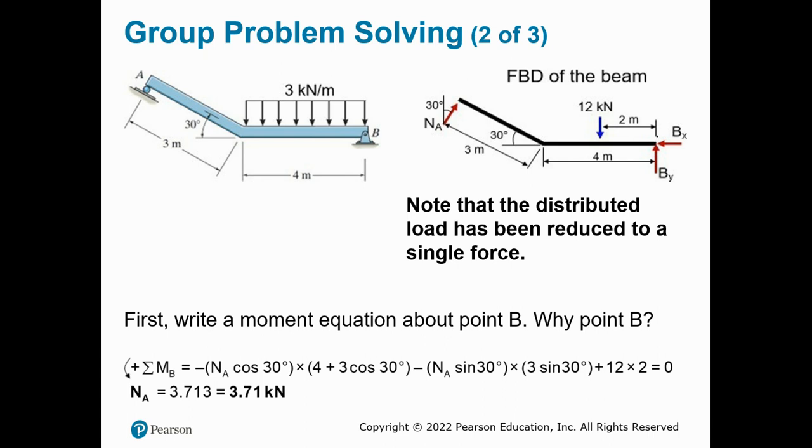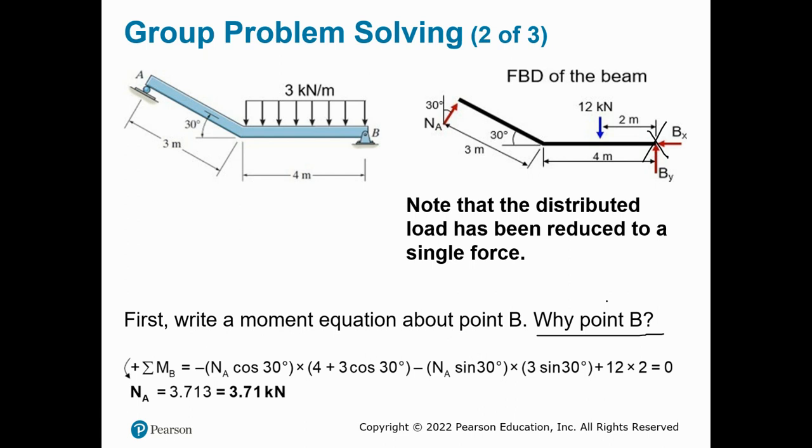And then NA, and then your Bx and your By. There's my free body diagram. Next, we're going to write an equation for moment about point B. And PowerPoint here is asking, why do you pick point B? The reason is that you want to pick a point to write the moment equation, and this point needs to be the point that has the most unknowns. In our case, point B has the most unknowns. You have Bx and By. Why do we pick the point that has the most unknowns?